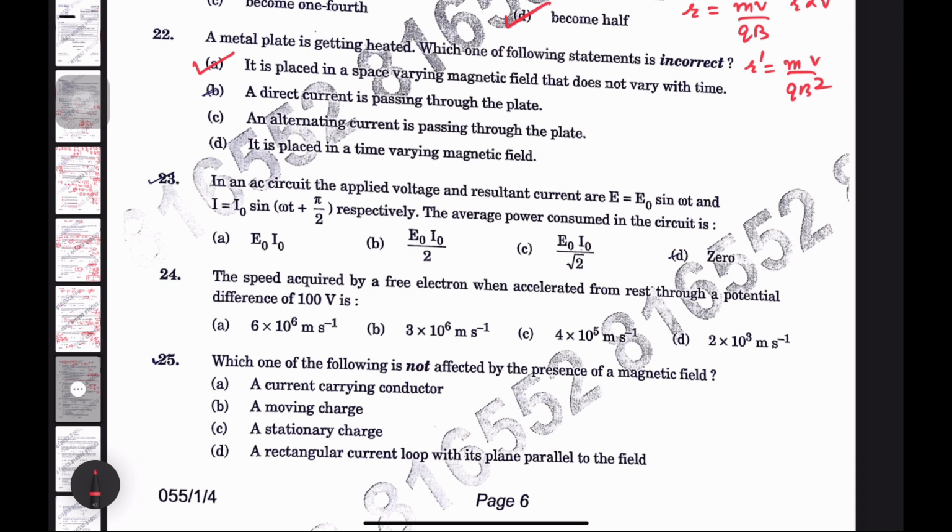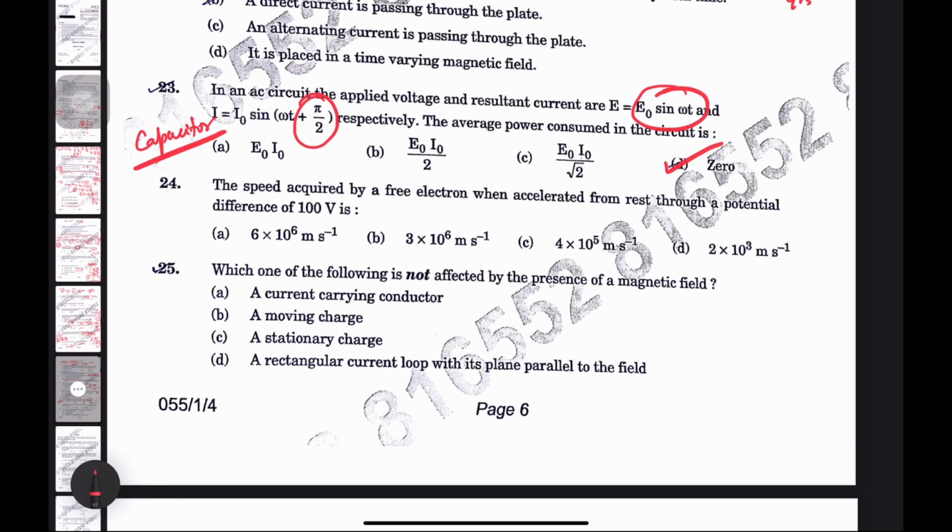Then we are having the 23rd question as, in an AC circuit, the applied voltage and resultant current are E is equal to E naught sine omega t and I is equal to I naught sine omega t plus pi by 2 respectively, the average power. So when we see this equation here, we are having a phase difference of pi by 2. We know that current leads the EMF by pi by 2 in case of a capacitor, and it is a very basic concept. In case of a capacitor, the average power consumed is 0, so D is the option.